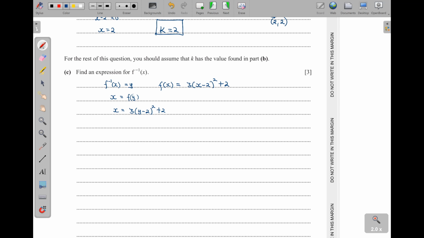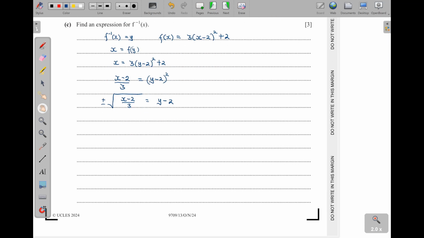And then the next thing to do is to make y the subject of the formula. So bring this 2 here, then after that divide by 3. So I will have (x minus 2) divided by 3, then this one will be (y minus 2) squared. And then we take the square root. So when I take the square root, that will be a plus or minus, you know that, okay? Which is equal to y minus 2. Then from here, take the 2 away. So that simply implies that y shall be equal to, when the 2 crosses, it becomes a plus, 2 plus or minus the square root of (x minus 2) over 3.